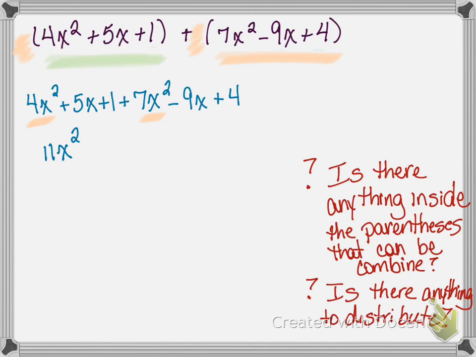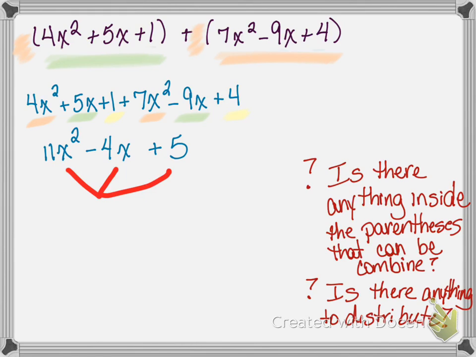I look for my next set of like terms. 5x and negative 9x. What is 5x and negative 9x? Good. Negative 4x. Then I have positive 1 and positive 4, and what is that? Good. Now, I cannot combine anything else. None of those are like terms.